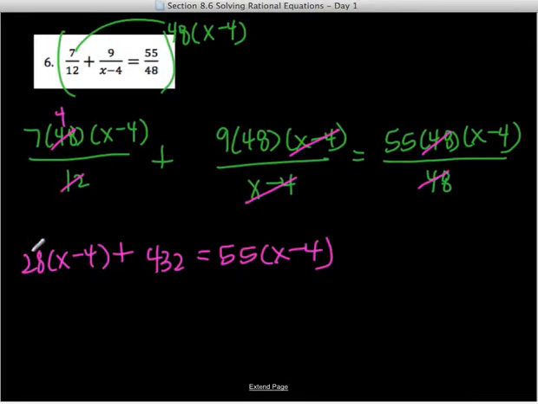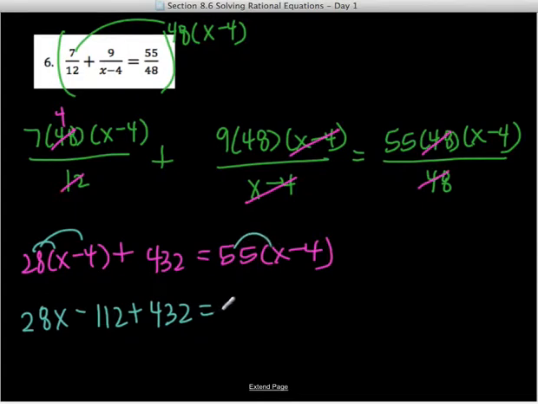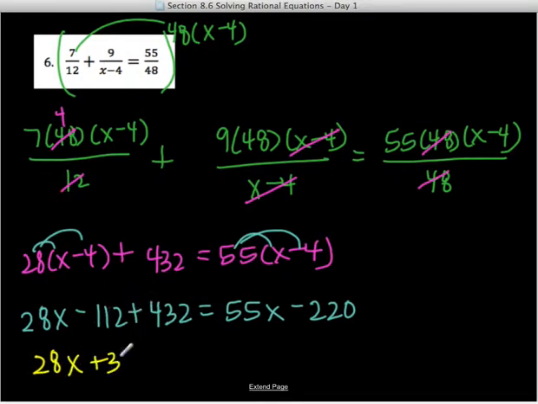Now I'm going to go ahead and distribute. So I have 28x minus 28 times 4 is negative 112 plus 432 is equal to 55 times x, so 55x, minus 4 times 55 will give me minus 220. Combining like terms on the left-hand side, I have 28x. I add these two together and I get plus 320 is equal to 55x minus 220.